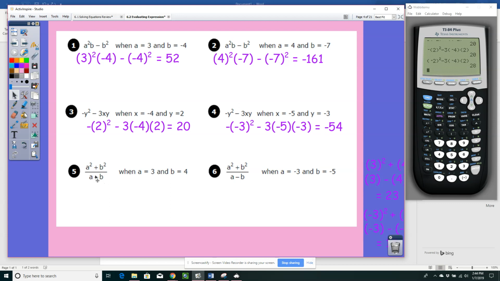This time I have a fraction. So when I plug in here, I'm going to put everything where it goes. And then I have that fraction line in there. So remember in your calculator, alpha y1. And then again, you just type it exactly as you wrote it. And then below we've got 3 minus 4. And so here I get a negative 25.